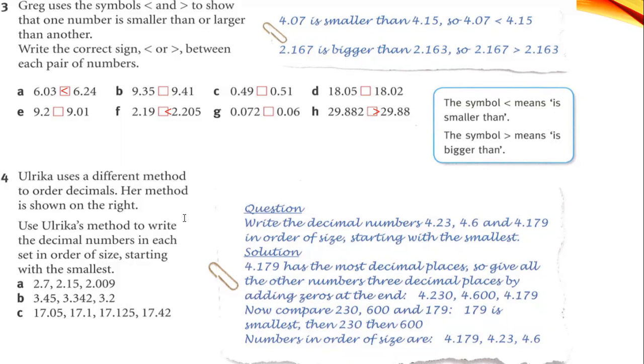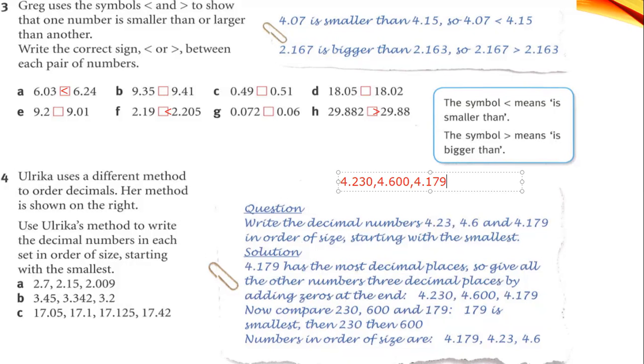Alka used a different method to order decimals. Her method is shown on the right side. Write the decimal numbers in order of size, starting from the smallest. Give all the other numbers 3 decimal places by adding 0 at the end. Yes, she is right, because if you have all these numbers, you can make them 3 places. Let's suppose you have 4.66. The greatest number has 3 digits after the point, so you make all other numbers like that too. Here is 4.6, again you make it 3. Okay, then what is next?